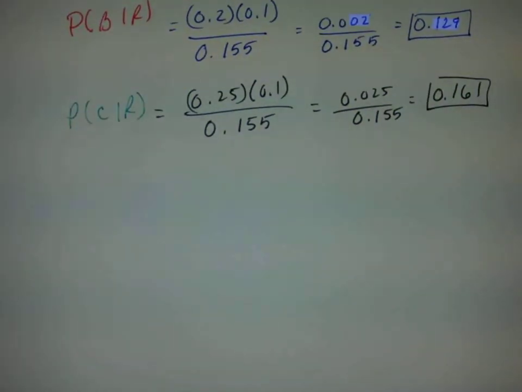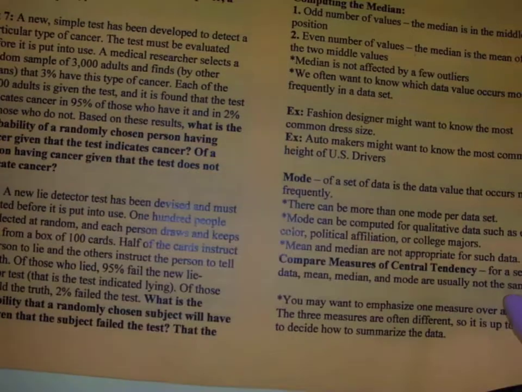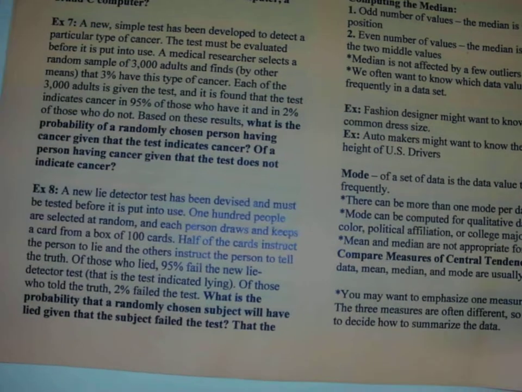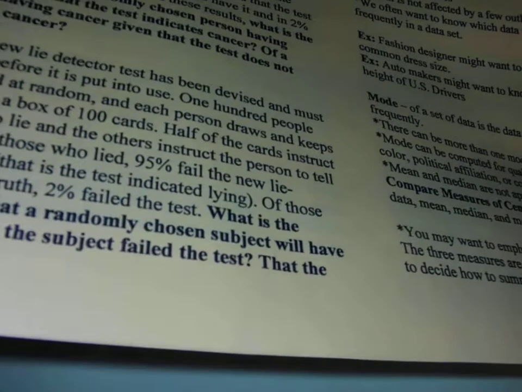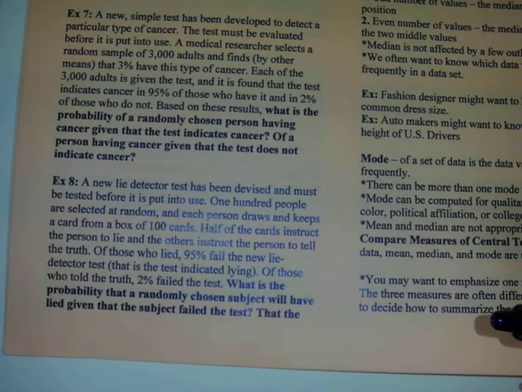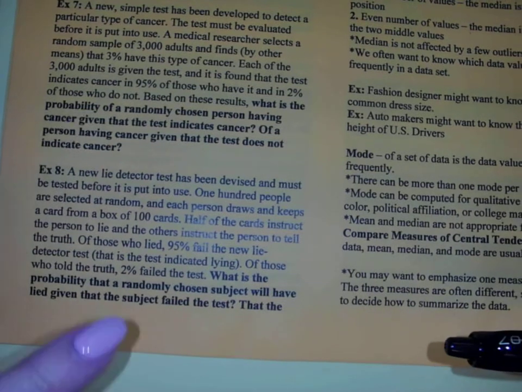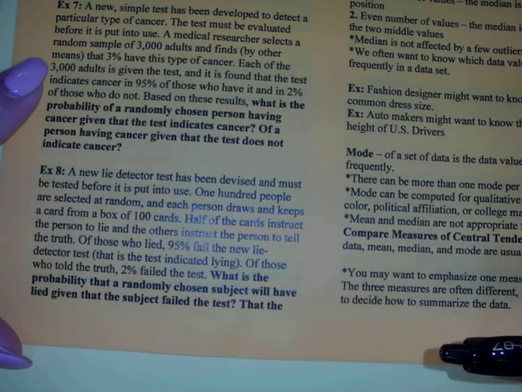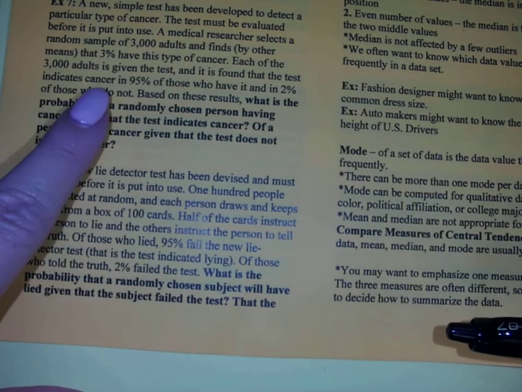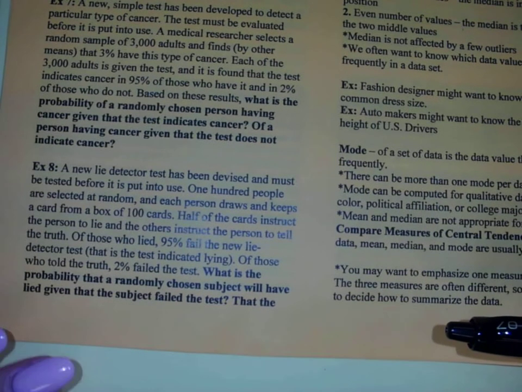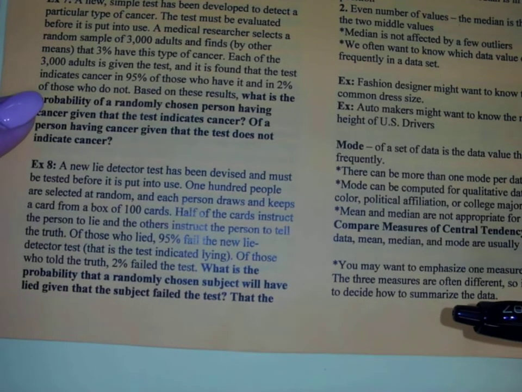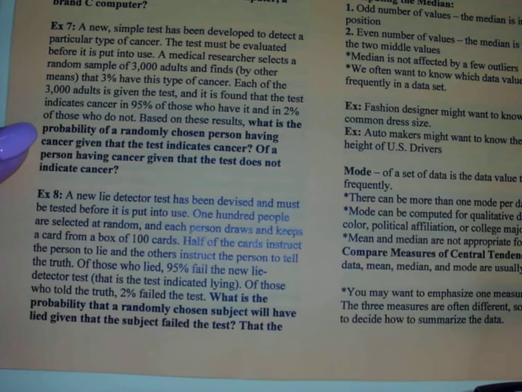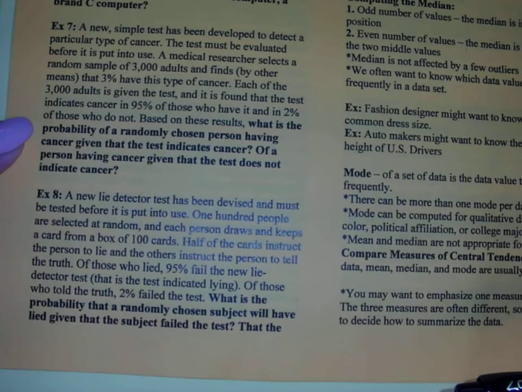All right, so now let's go on to example 7. On example 7, a new simple test has been developed to detect a particular type of cancer. The test must be evaluated before it is put into use. A medical researcher selects a random sample of 3,000 adults and finds, by other means, that 3% have this type of cancer. Each of the 3,000 adults is given the test, and it is found that the test indicates cancer in 95% of those who have it and in 2% of those who do not.